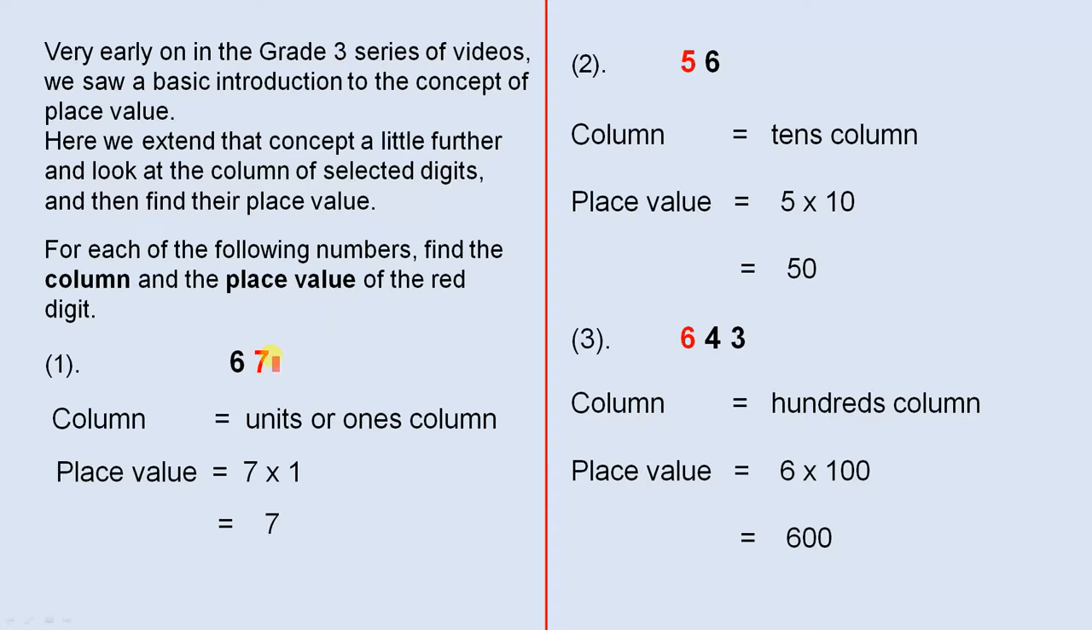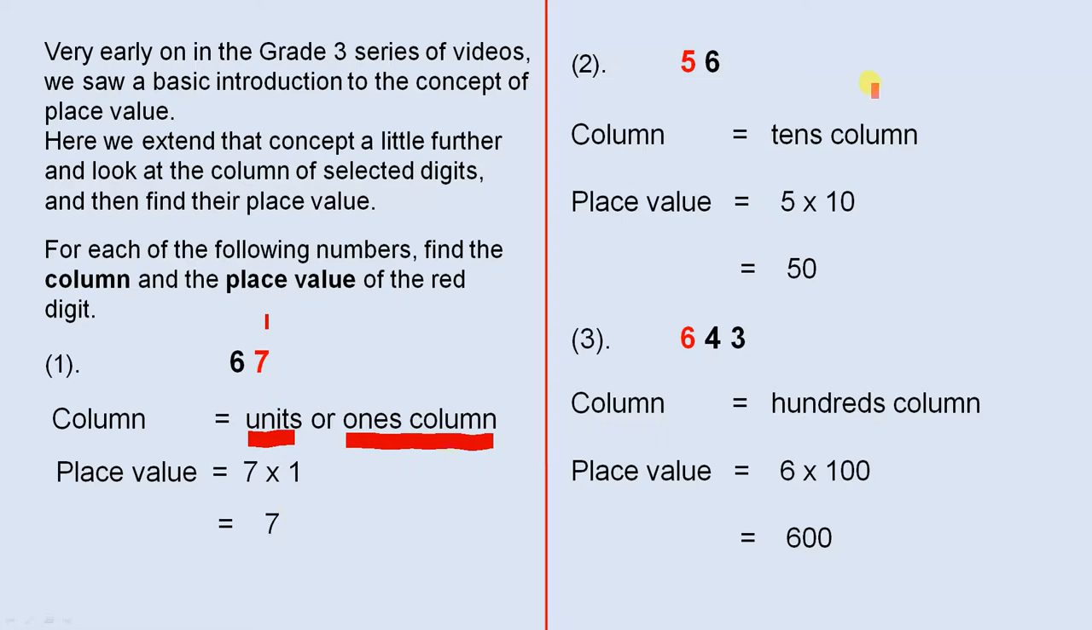Example 1, 67. Here's the red digit, which is the 7. So the column is the units or the ones column. So the first column is always called the units column or the ones column. We've already seen that. So it doesn't matter whether you call it the units column or the ones column, very acceptable. Since it's the units column or the ones column, the place value is 7 times 1, which is 7. So that's the column and that's the place value.